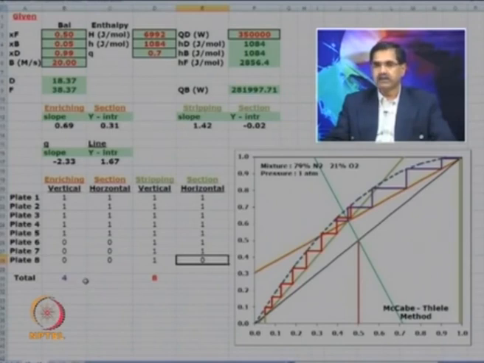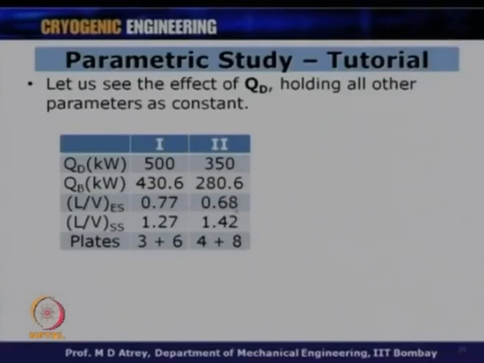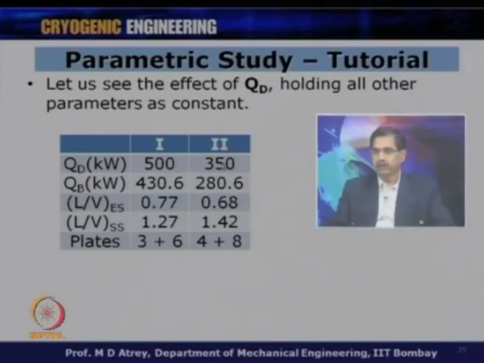Can I just compare this with the earlier case? If I decrease the value of QD from 500 to 350 kilowatts, my L by V goes from 0.77 to 0.69, that means it shifts toward the equilibrium curve, and therefore the number of plates have increased from 9 to 12. As we know, as we shift toward the equilibrium curve, the number of plates increases.